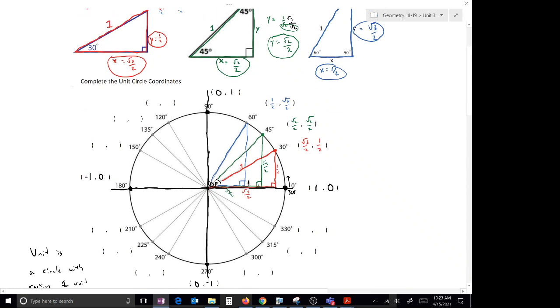Now your assignment is going to ask you to fill in the rest of these numbers. I'll show you how to do it, but you could also just look it up on Google. Just look up a picture of the unit circle.